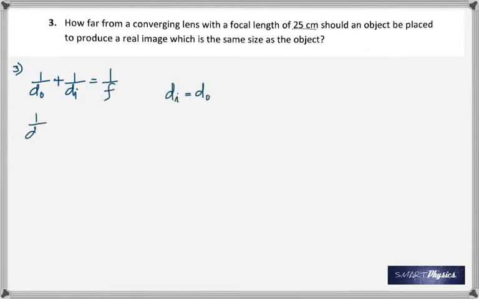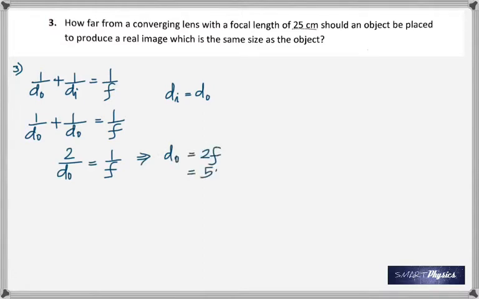And we know that DI should be equal to DO. And I'm going to prove that. And so in place of DI, we can write DO, as I've done, and then from there find DO as twice the focal length, so 50 centimeters.